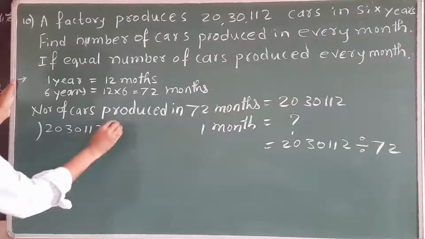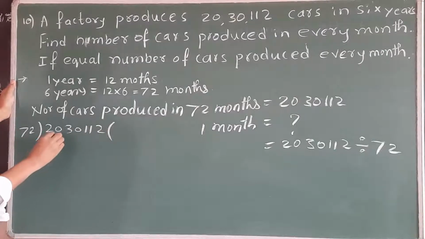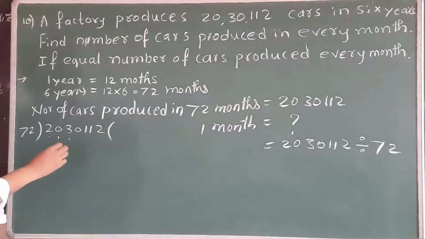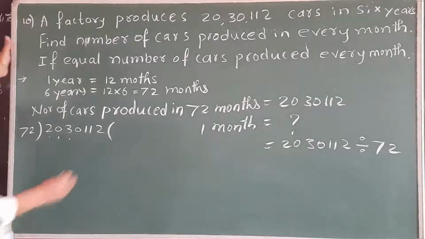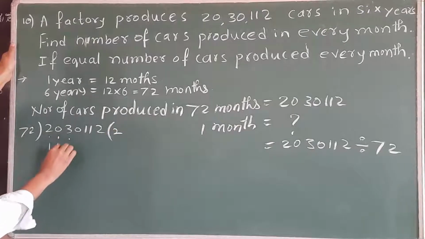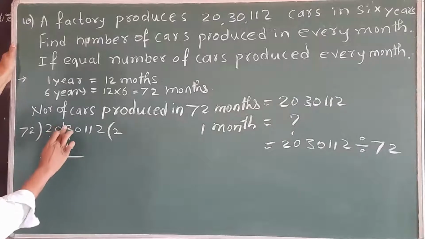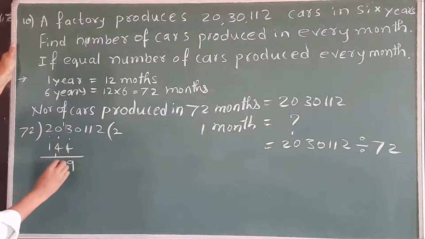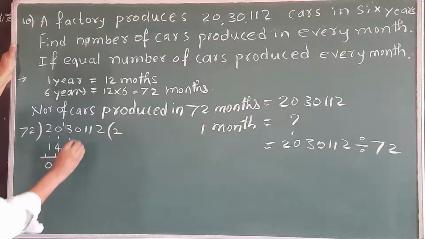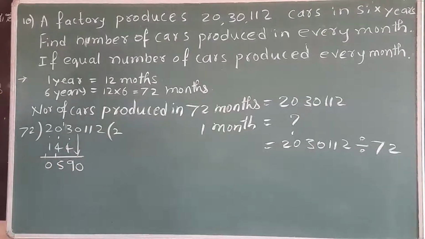Now we will divide 2030112 by 72. In the 72 table 2 is not there, 20 is not there, 203. We will search for 203 in the 72 table. 72 twos are 144. 203 minus 144 is 59. We take the next digit down, it becomes 590. Once again we search for 590 in the table of 72. Now 72 eights are 576.